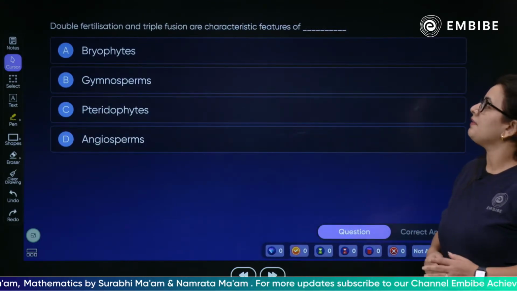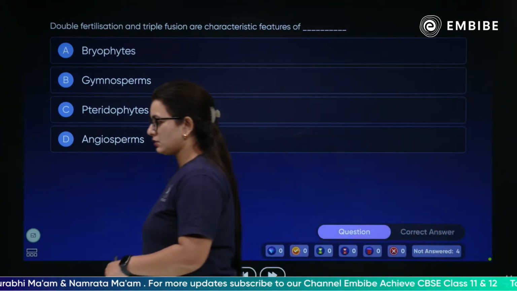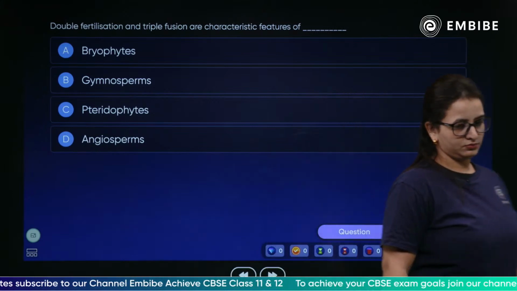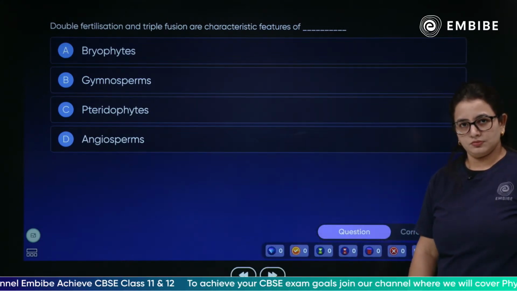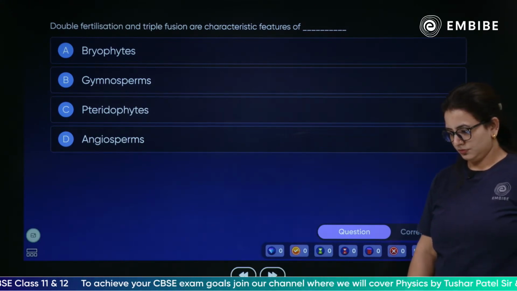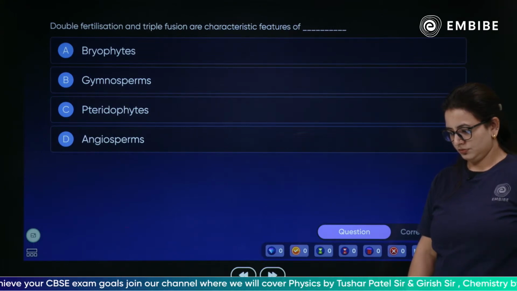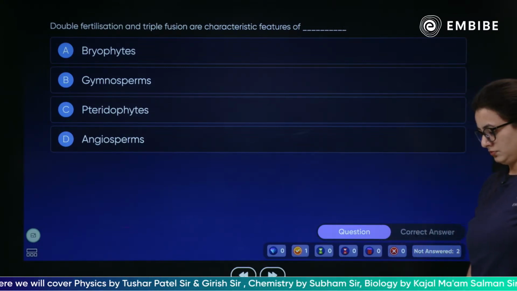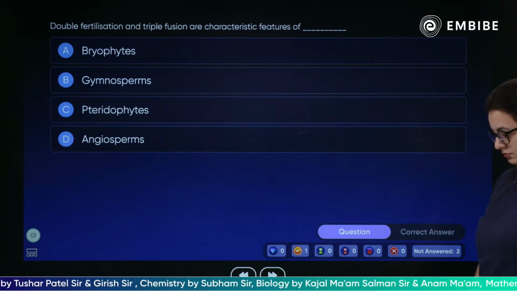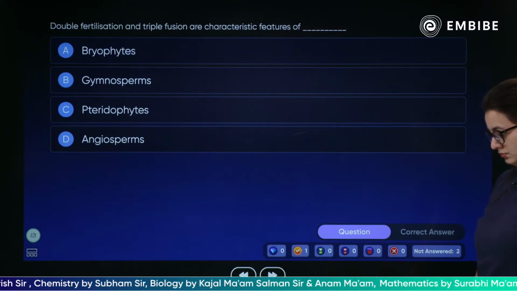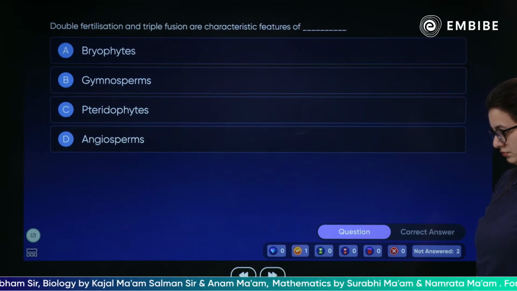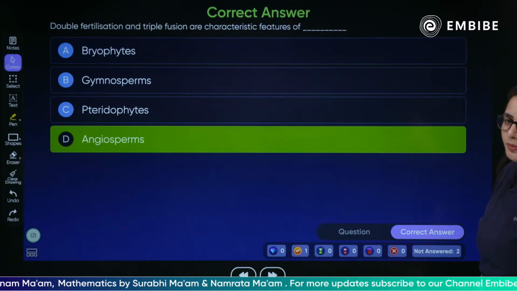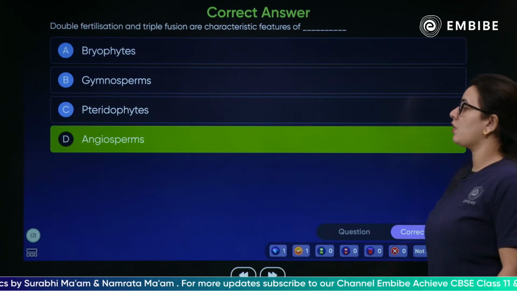Next question, children. Again, double fertilization and triple fusion are the characteristic features of which group? Yes, the correct answer is that this is a characteristic feature of the angiosperm. Double fertilization and triple fusion are the characteristic features of angiosperms.